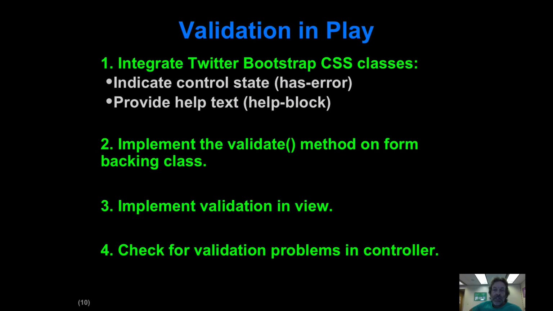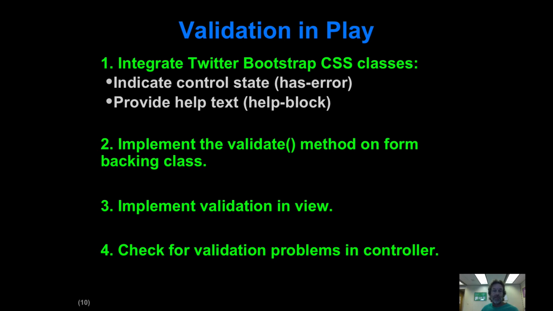So how do we do this validation in Play? It turns out that it's actually not really difficult to do. The first thing we have to understand is how do you use the Twitter Bootstrap 3 CSS classes to do validation. And it turns out there's only two classes you really need to know about. One is this has-error class for indicating that control state so you can turn things red. And the second thing is a help-block class, which enables you to provide nicely formatted text messages as part of your form controls.